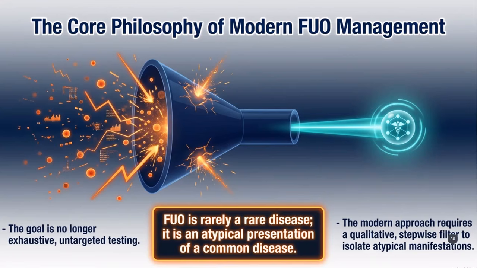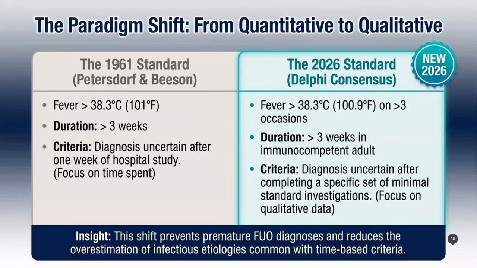So the goal initially was that you do a random number of tests and try to identify the cause. This exhaustive untargeted testing is no longer the current guideline. The modern approach is that you do a stepwise filter to isolate atypical manifestations. As you can see here in the definition also, when it was defined in 1961, the definition included fever greater than 101 degree Fahrenheit or 38.3 degrees Celsius for a duration greater than 3 weeks, which is also here in 2026, but in an immunocompetent adult only.